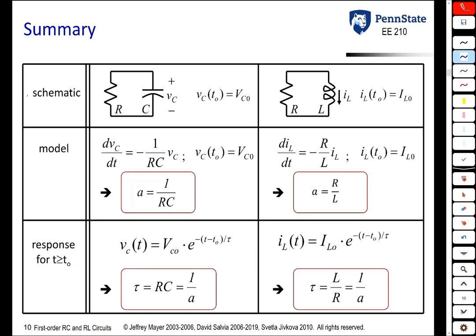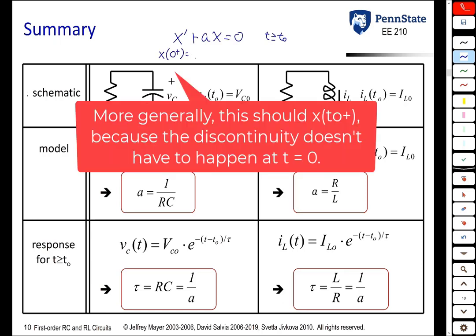So let's summarize the results that we have for both the capacitive and the inductor cases. In both cases, we're going to get a differential equation of the form x prime plus ax is equal to 0 for t greater than or equal to t naught. In those previous examples, t naught was 0, but it does not have to be 0. We also saw that we have an initial condition of x at time 0 plus with some x naught. So let's look at the two cases now.